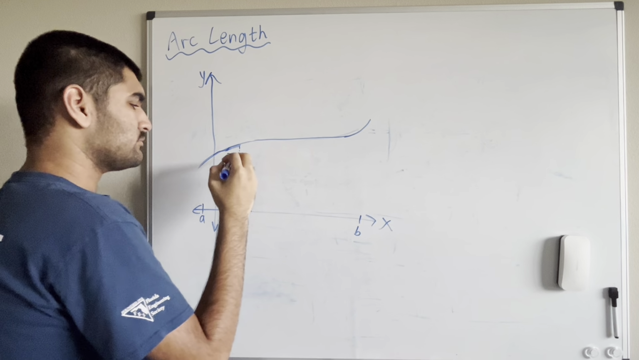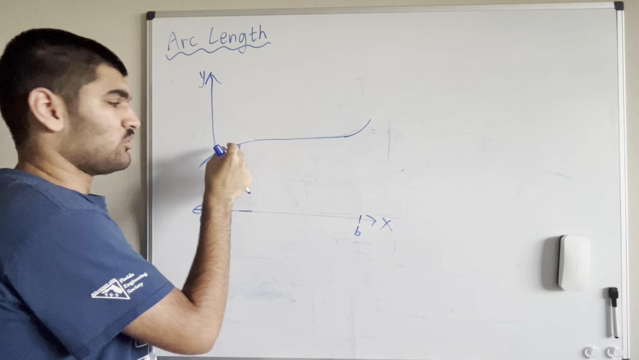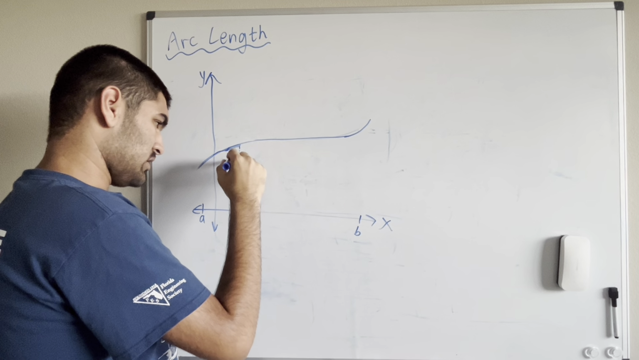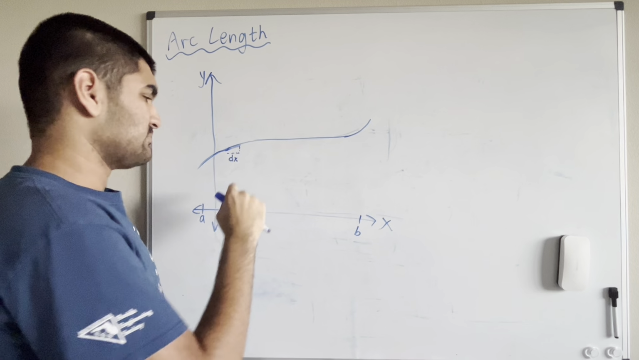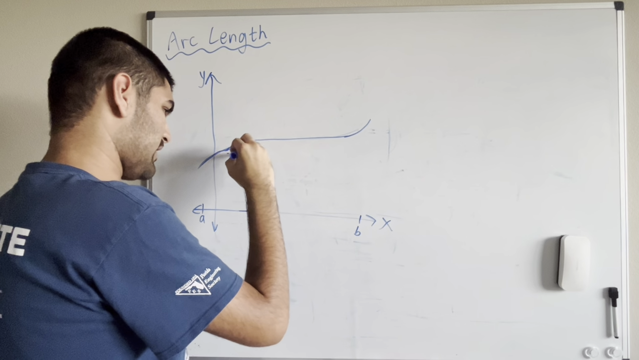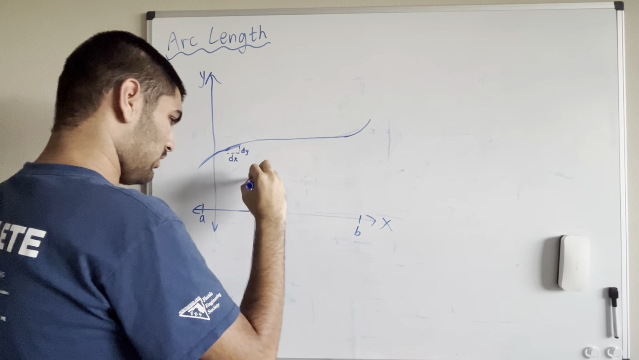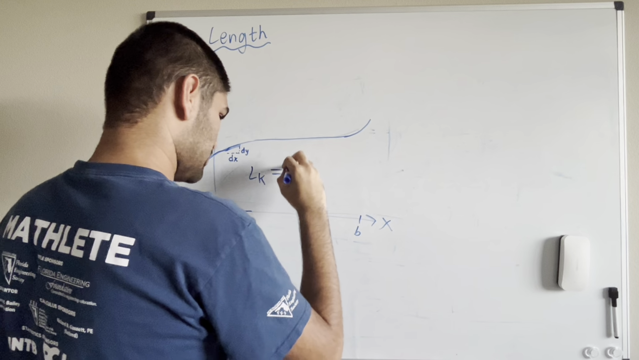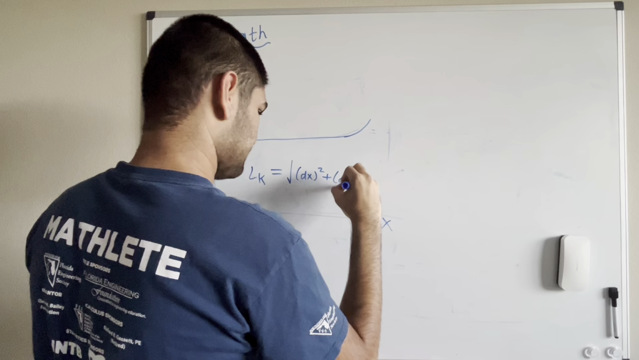So right here, we have a small change in x, right? Because we're assuming this is a small segment of the graph. So we just have a very small change in x, infinitesimally small. So we'll call it dx. And similarly for y, we have an infinitesimally small change in y. So we'll call that dy. So the segment, which I'll call L sub k, is just equal to the square root of dx squared plus dy squared.